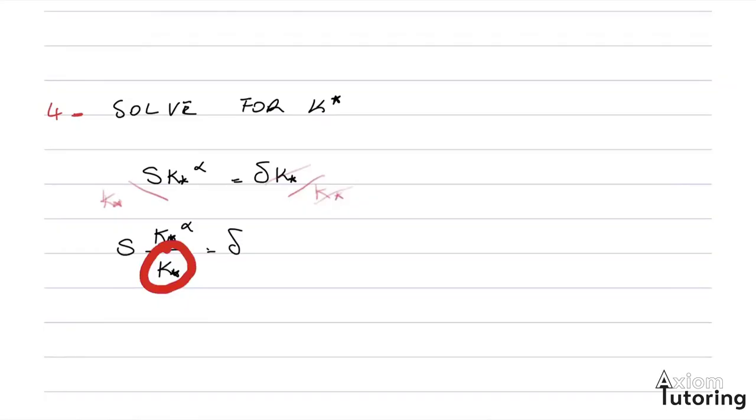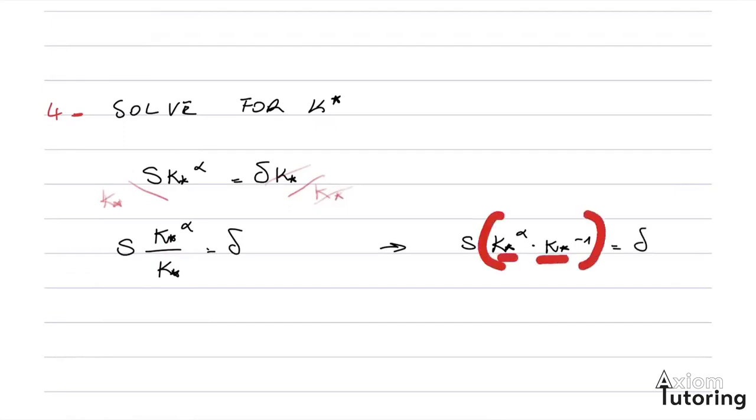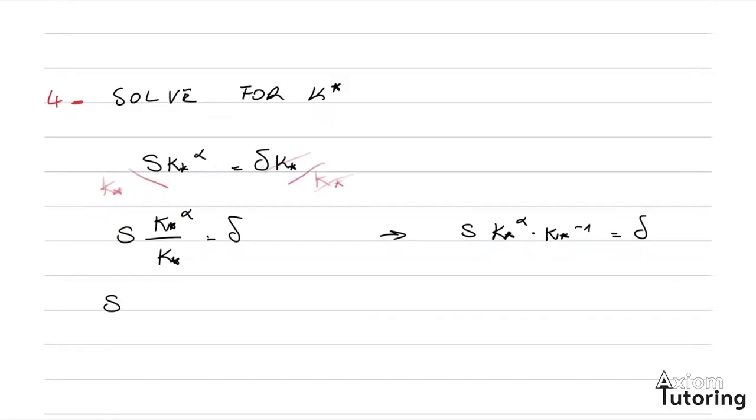As we know, we can rewrite a variable that is on the denominator as on the numerator as K star to the power of -1. And since we are multiplying two factors with the same base, we can use the rule of indices and add alpha plus -1, so that we can rewrite it as s that multiplies K star to the power of alpha -1, which equals delta.